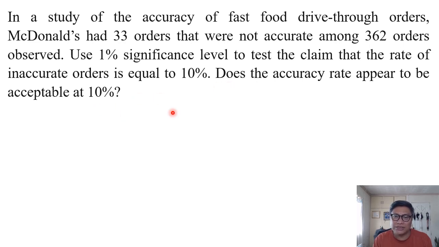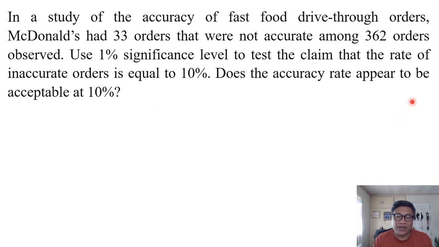So in other words, class, the actual proportion or percentage based on a sample of 362 is 33. So we want to find out whether or not this proportion is really equal to 10% or it could be less than or greater than 10%, and whether the accuracy rate appears to be acceptable at 10%. Granting that the manager will only allow up to 10% inaccuracy to be acceptable, any percentage greater than 10% will not be acceptable anymore.